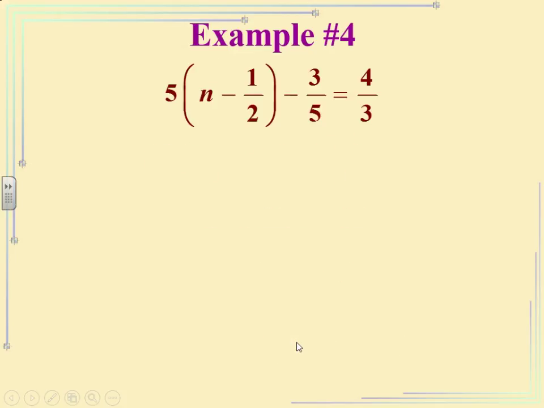Here's another example. This one has an extra step at the beginning. Notice the big parentheses mean to distribute. So you must distribute first.